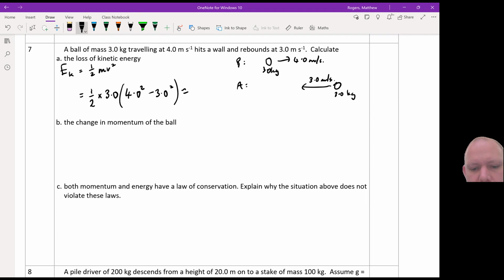So we've got 0.5 times 3 times 16 minus 9. So 16 minus 9 is 7. So the value here should be 10.5 joules.